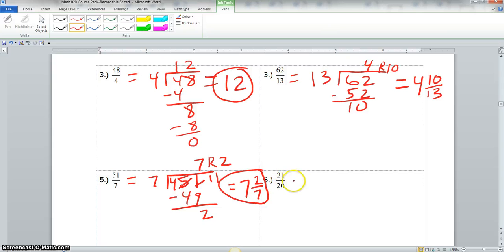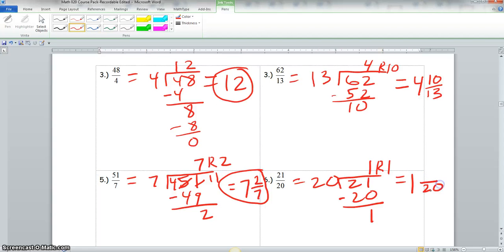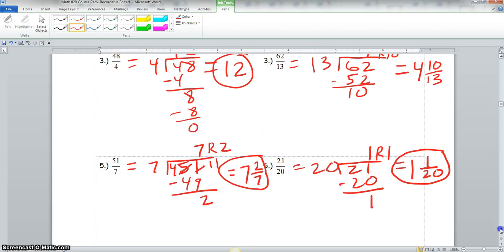Now we come to number 6. We'll take 20 into 21. We know 20 goes into 21 only one time. 21 minus 20 is 1, so your remainder is 1. So your final answer, the integer would be 1, your denominator would be 20, and because 1 is after your remainder, 1 will be your numerator. So it's 1 and 1/20.